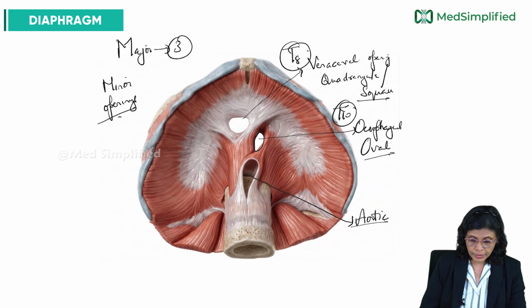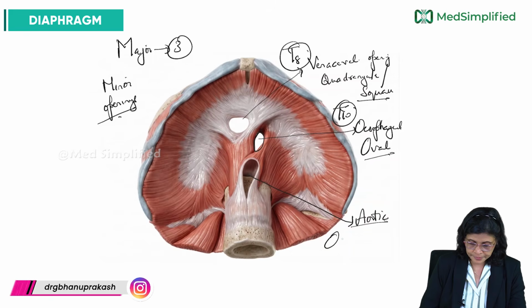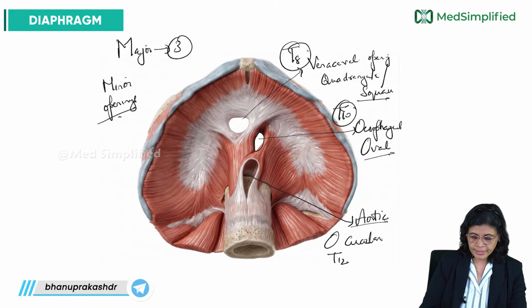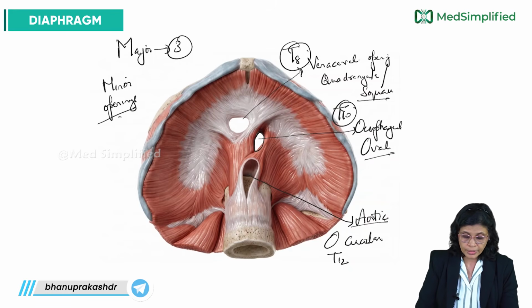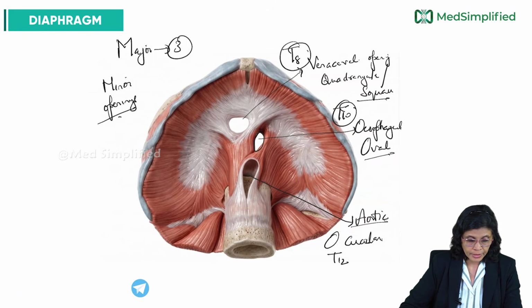Then we have the aortic opening. This is also in the midline, behind the median arcuate ligament. The aortic opening is circular or round, and lies at the level of T12. So T8, T10 and T12, all the even numbers, 8, 10, 12. At those levels, we see the 3 major openings.